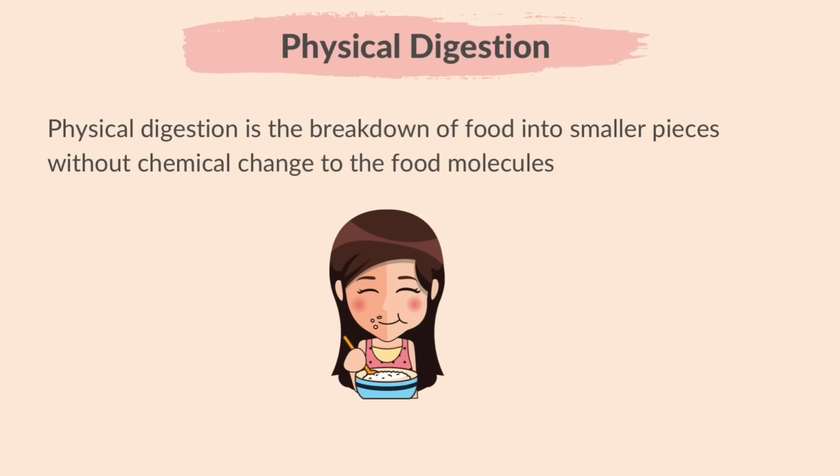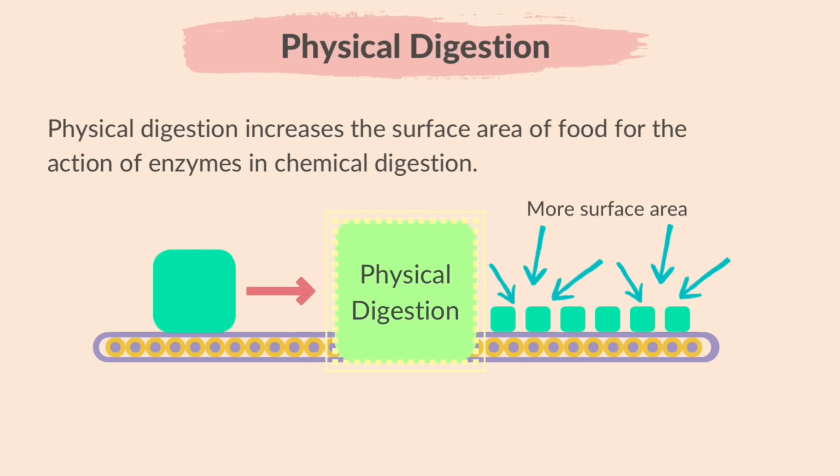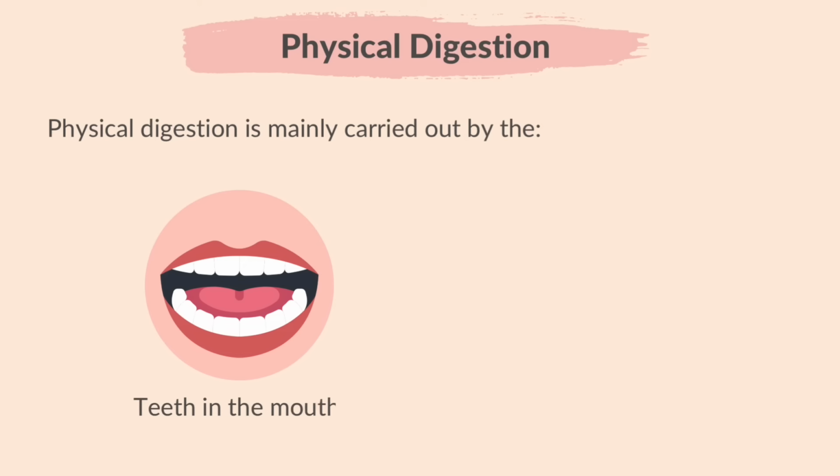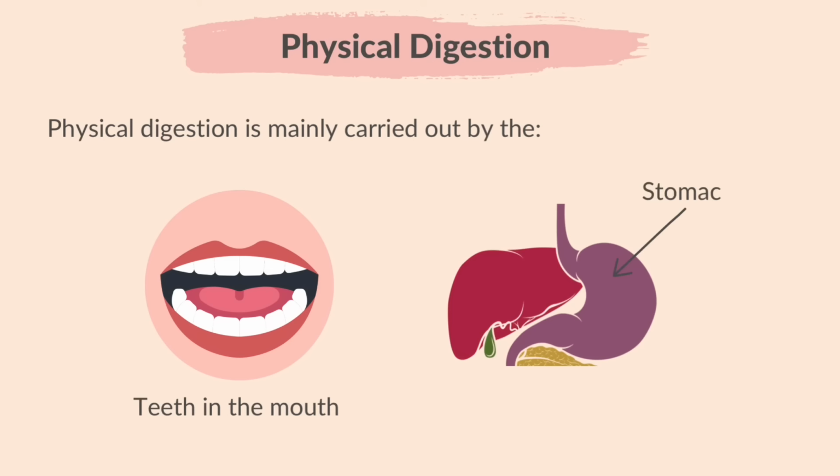Digestion can be subdivided into physical digestion and chemical digestion. Physical digestion is the breakdown of food into smaller pieces without chemical change to the food molecules. Physical digestion increases the surface area of food for the action of enzymes in chemical digestion. So, food gets more surface area for the enzymes to act on. Physical digestion is mainly carried out by the teeth in the mouth, the stomach, and the bile in the duodenum.